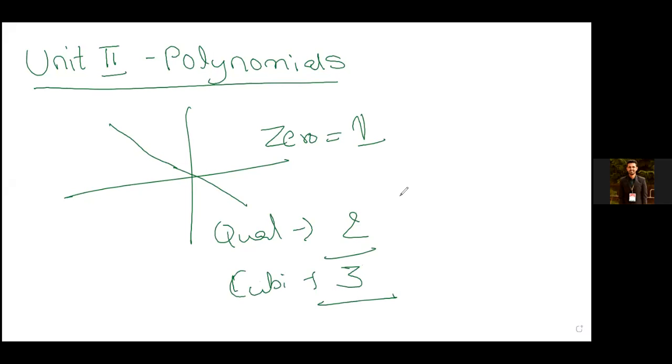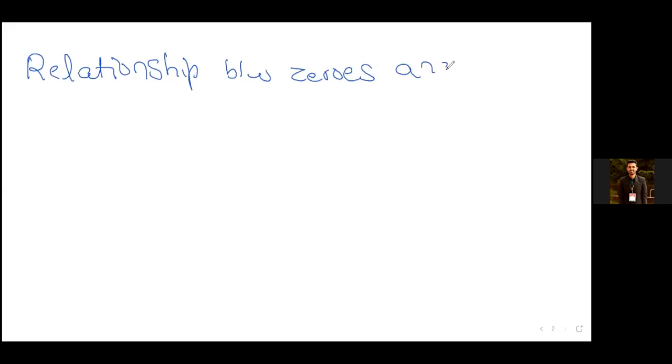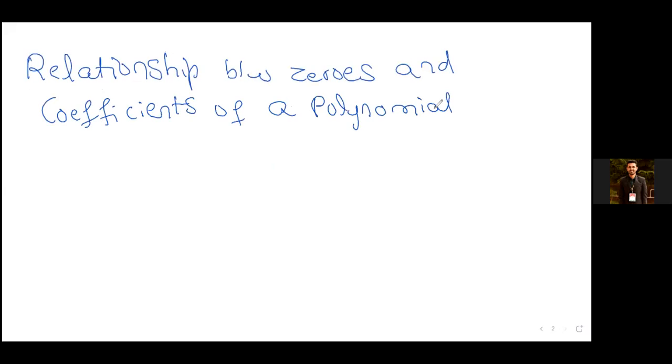Okay, any doubts there? I hope everyone is clear with that, so that we can proceed with the next part, that is the relationship between zeros and coefficients of a polynomial.